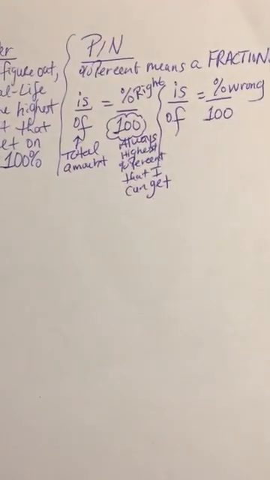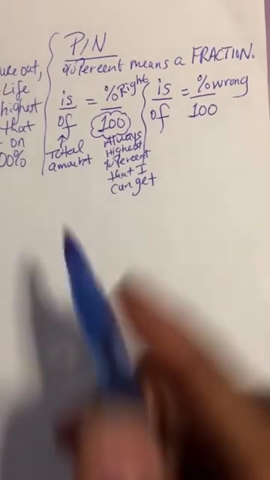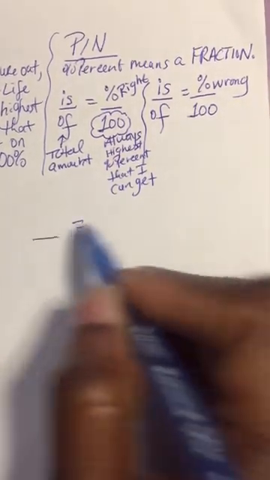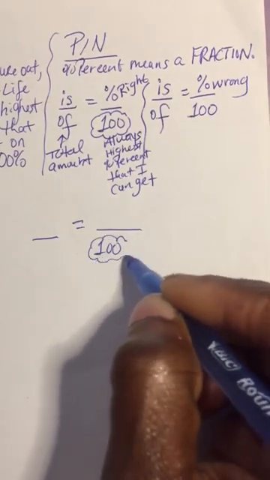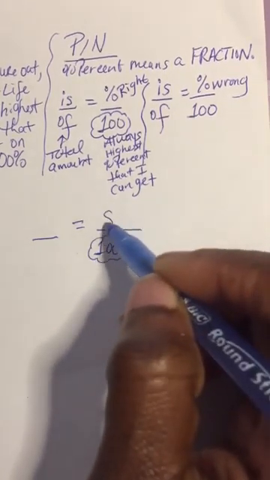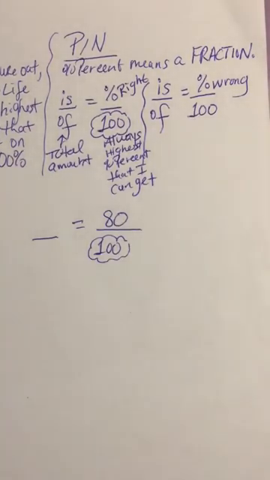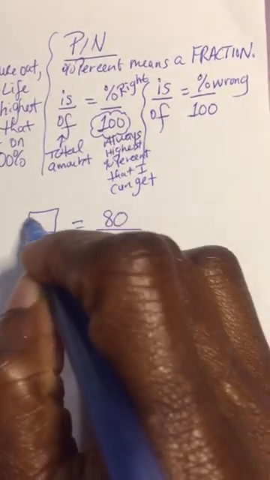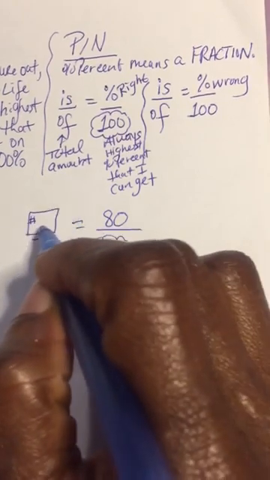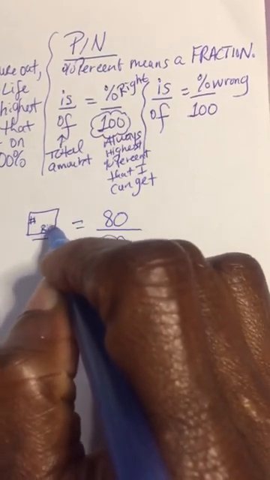So I'm going to go here and I'm going to set up my proportion again. And I know that 100 always goes here, so that's a given. The 80 had the percent sign next to it, so 80 goes here. I don't know what this box is. This box represents the number that I got right.